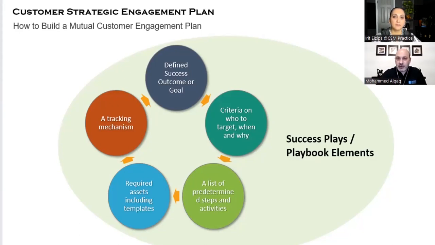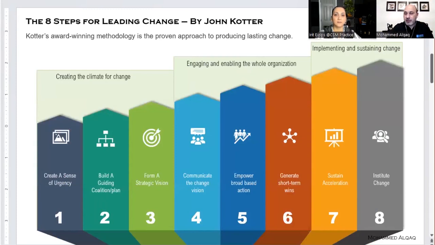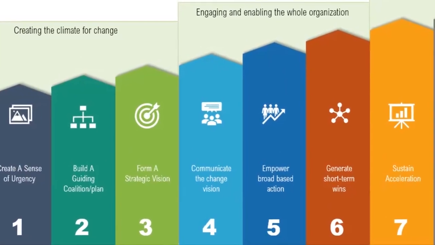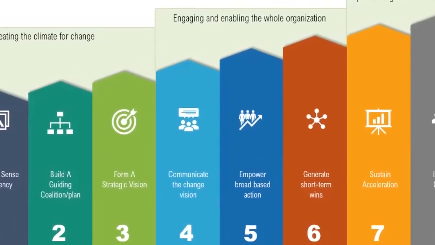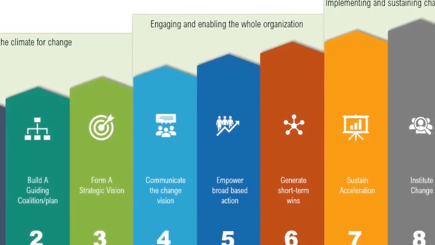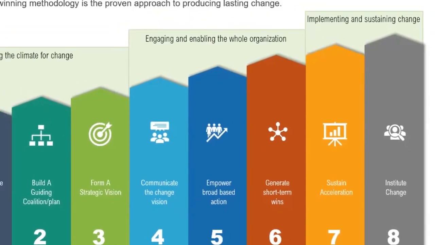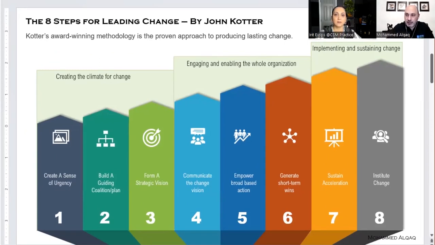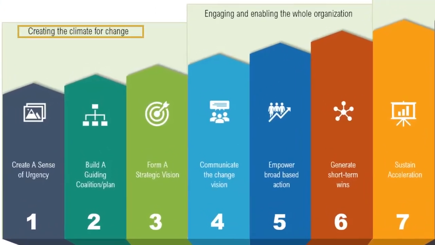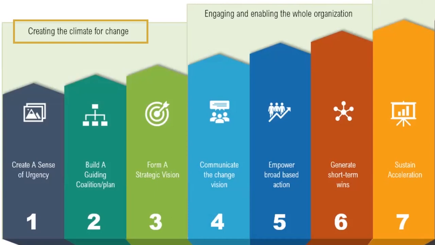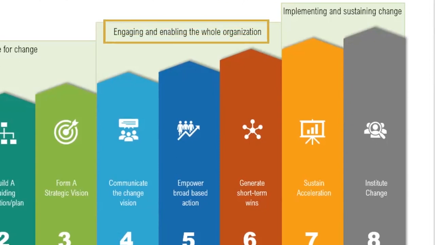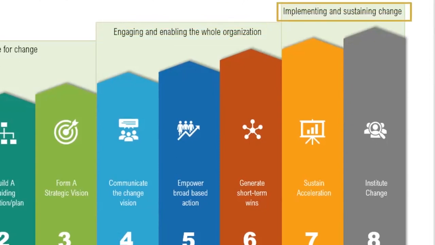And I put those elements in the context of the leading change steps created by John Kotter, which is a very interesting methodology to lead lasting, sustaining change within an organization. I looked at the 8 steps that John Kotter created and split those into 3 silos or pillars: creating the climate for the change, working with the customer to understand what they want to change and how we can work with them, engaging with them and enabling those changes, and implementing those changes so that they sustain and last for a long time.